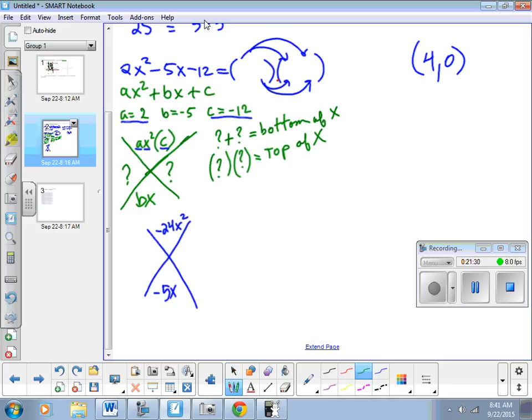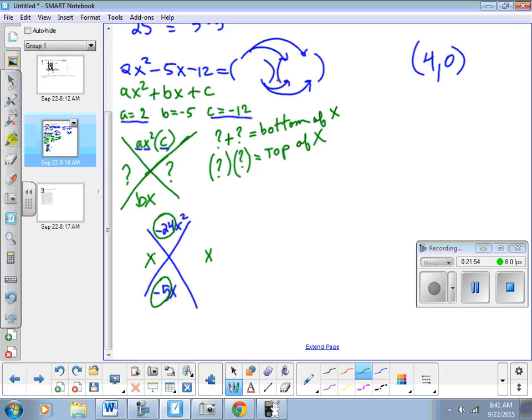Now, does everybody agree that x times x will give you x squared? And whenever you're adding x's, they still give you x's. So now all you've got to do is figure out what are the two numbers that multiply to give you negative 24, but when you add, give you negative 5.